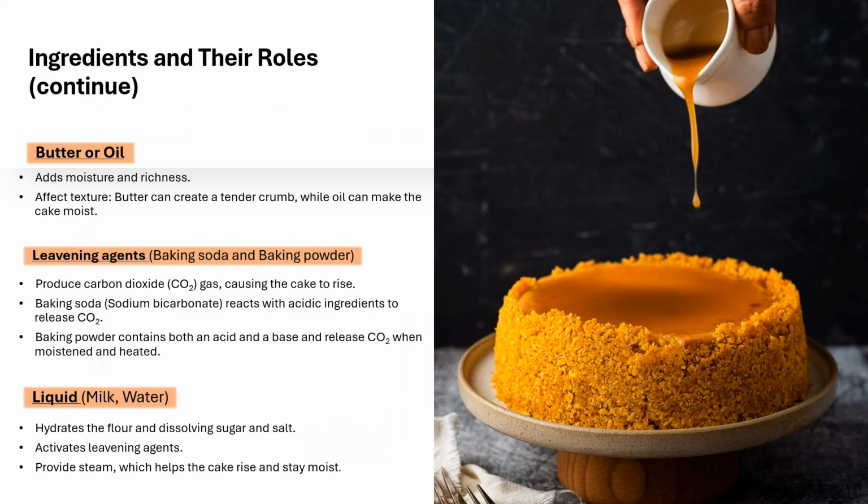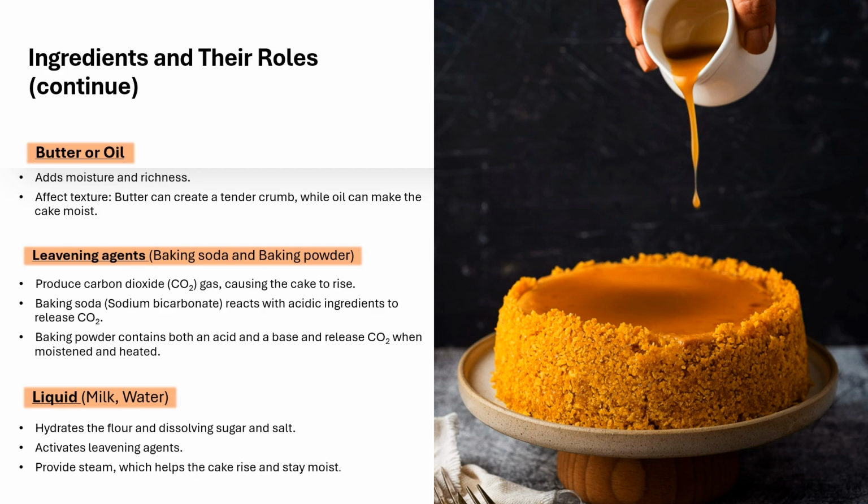Butter or oil adds moisture and the richness. Butter can create tender crumbs while oil can make the cake moist. The leavening agents, baking soda and baking powder. They produce carbon dioxide gas. That carbon dioxide gas causes the cake to rise.